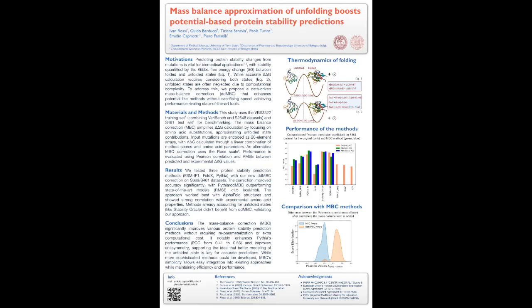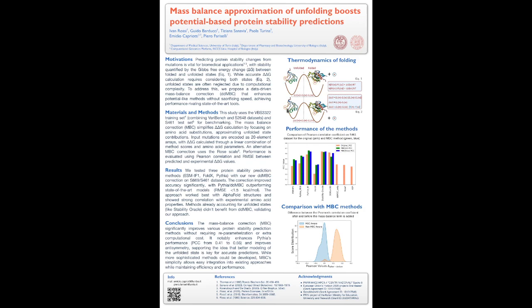And many methods that we call potential-like are parameterized this way, namely most force fields, protein language models, and also some specialized tools such as Pythia, which is a graph neural network to predict the effect of mutational scans on a protein.